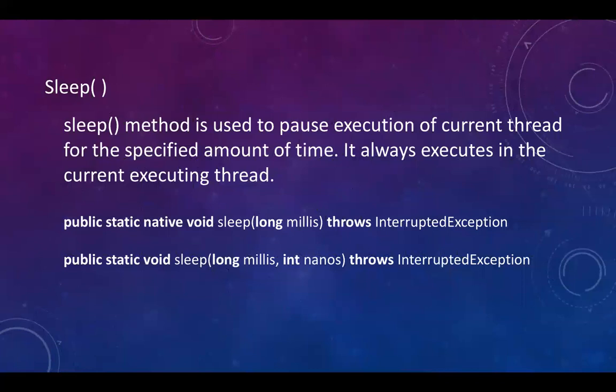Sleep method is used to pause execution of the current thread for a specific amount of time. So if we want to pause execution of a current thread, the current thread is executing and we want to pause it, then we can use the sleep method. And it is always called on the current executing thread, not on any other thread, always remember.